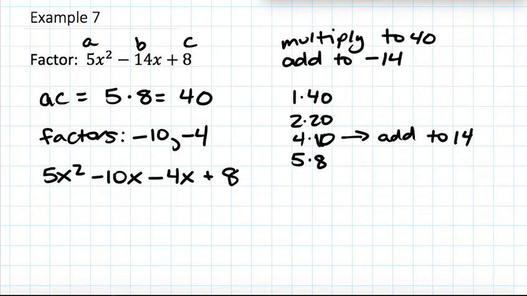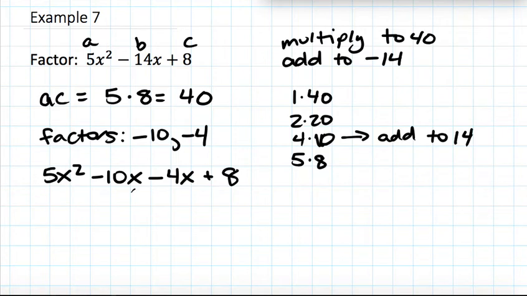And it doesn't matter if I put the negative 4 here first and then the negative 10, I would still get the same answer in the end. So that's breaking up the middle term. You're just separating it into two terms with these coefficients. The factors that you found are the coefficients.